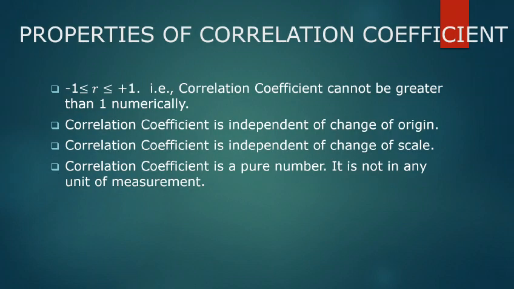Properties of correlation coefficient. Always correlation coefficient lies between -1 and +1. That is, correlation coefficient cannot be greater than 1 numerically. Correlation coefficient is independent of change of origin. Correlation coefficient is independent of change of scale, and it is a pure number. It is not in any unit of measurement.